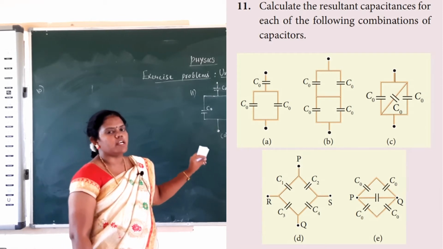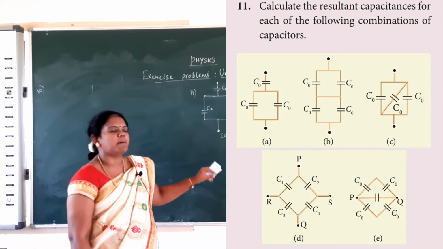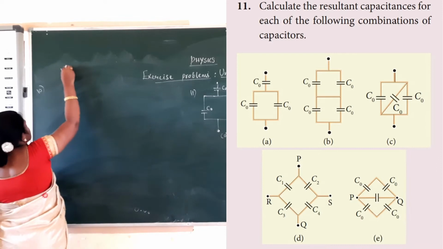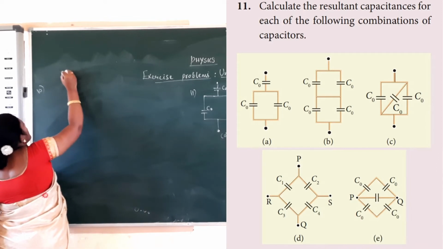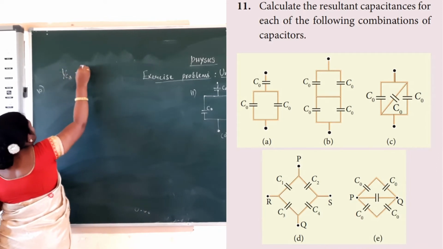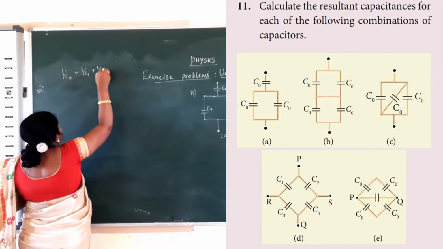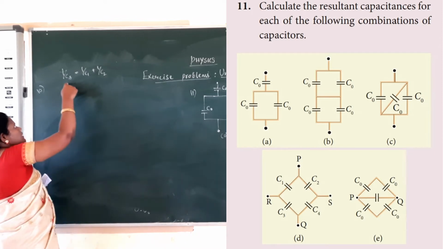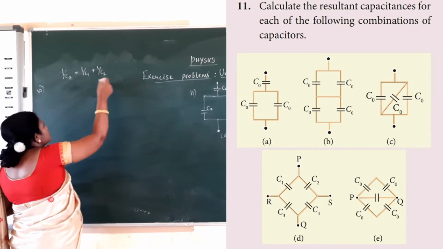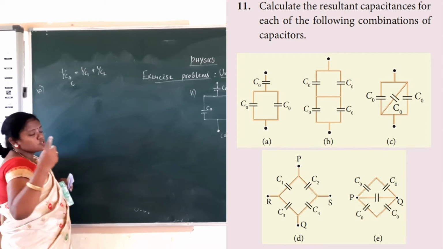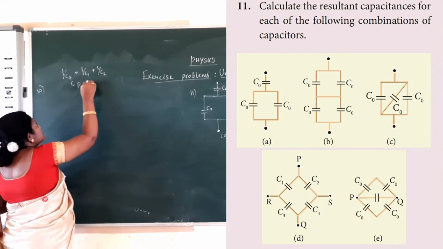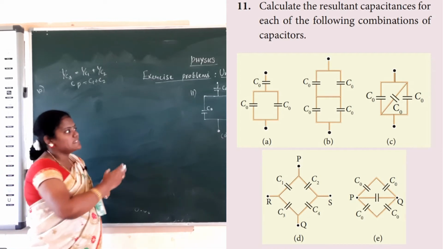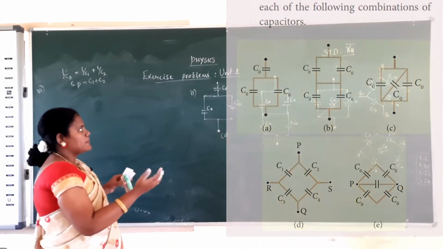Capacitors can be connected in series and capacitors can be connected in parallel. When capacitors are connected in series, the effective capacitance is given by 1 by Cs is equal to 1 by C1 plus 1 by C2. When two capacitors are connected in parallel, Cp is equal to C1 plus C2. So these are the two formulas. You have to apply them to all the diagrams. So I will explain one by one.